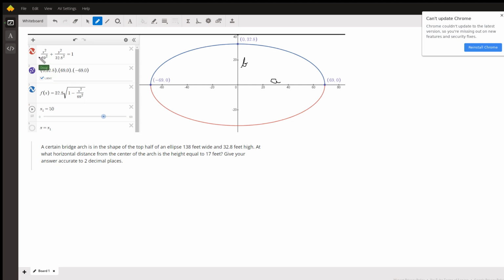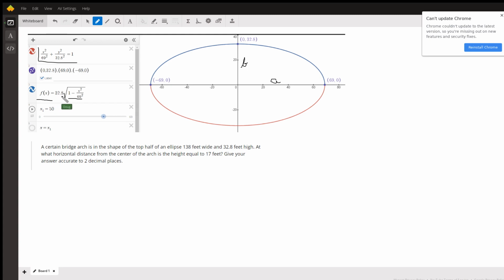So the equation of that ellipse in red is x squared over 69 squared plus y squared over b squared, which is 32.8, equals 1. Now, if I want to rewrite that so that I just see the top half of the ellipse, I could do this. Solve for y in terms of x. So subtract x squared over 69 squared from the 1. That's this part. Multiply both sides by 32.8 squared, and I'll have what y squared equals. Then take the square root of both sides, and I'll have a function for y in terms of x.